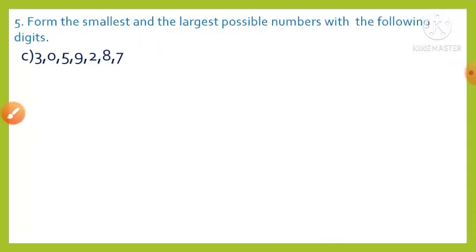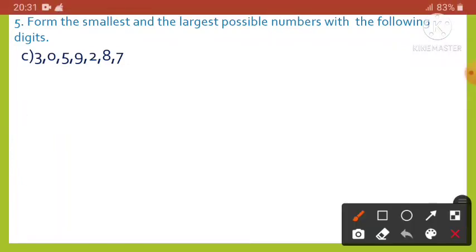Next question is, form the smallest and largest possible numbers with the following digits. Okay, so here are the digits, 3 0 5 9 2 8 7. Now you have to form smallest and largest possible numbers. Okay, it is question number 5C. So what will be? At first we are doing the smallest number. Okay, so what will be?